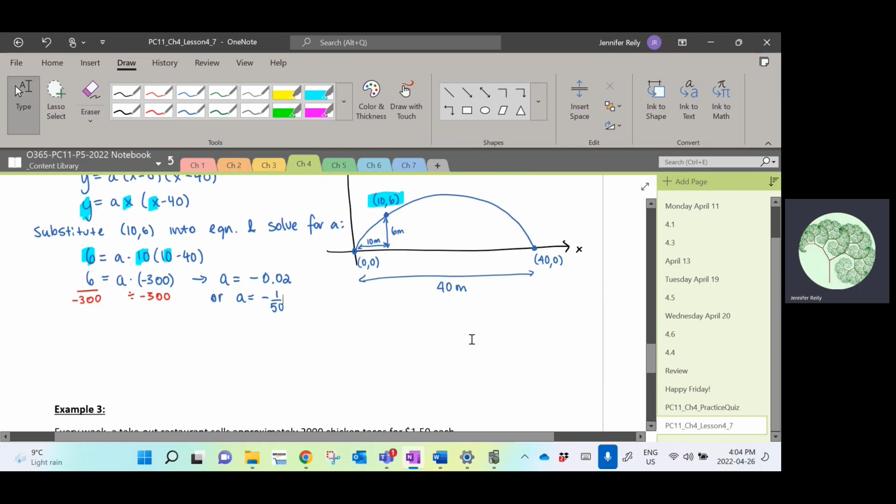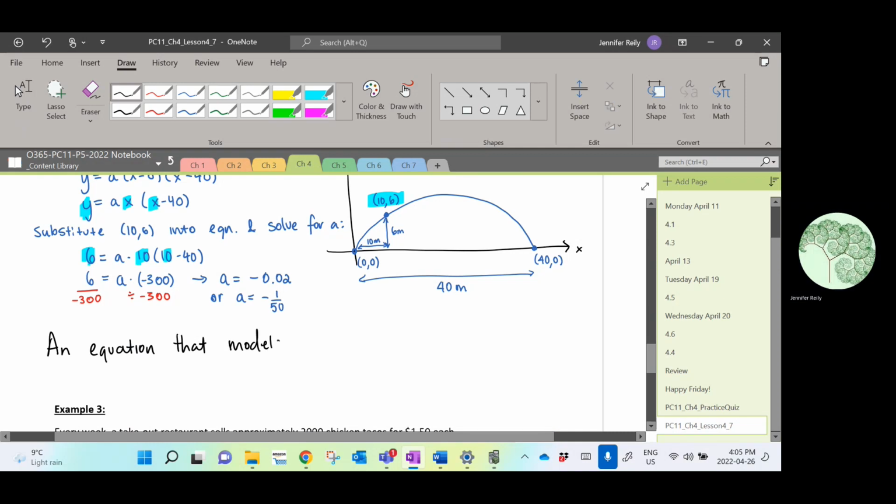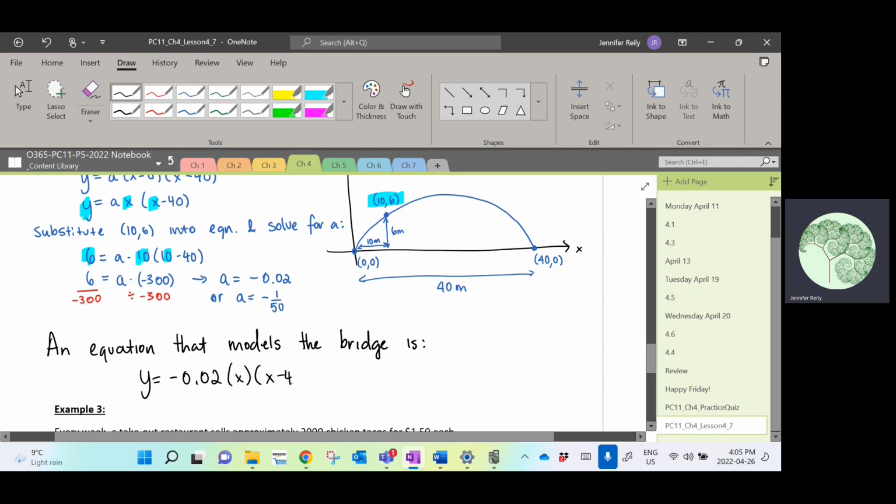Okay, so our equation that models the bridge, our final answer, that models the bridge is y equals negative 0.02 times x times (x minus 40). Okay. Or you can write it like this, y equals negative 1 over 50 times x times (x minus 40).